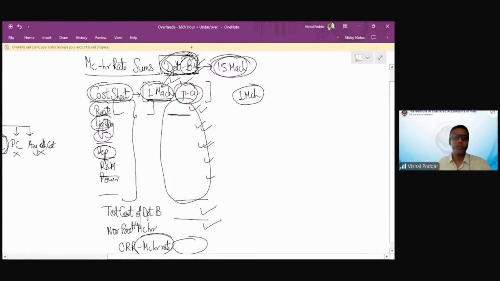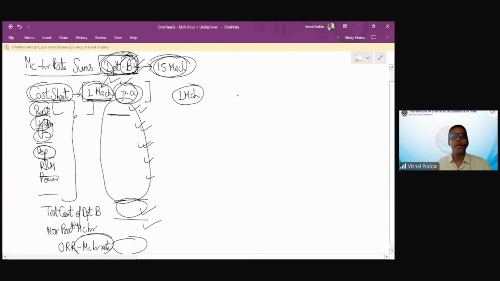We will add up all the costs, we'll get total cost. And then the second working is we need to find out normal productive machine hours. Now, if somebody wants to know, sir, what is this normal productive machine hours? I will request you to recall our mother formula. What is the mother formula?